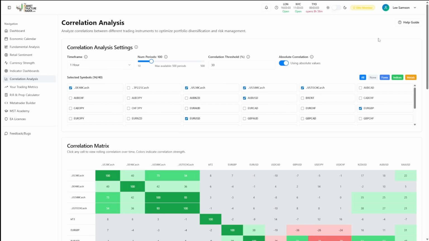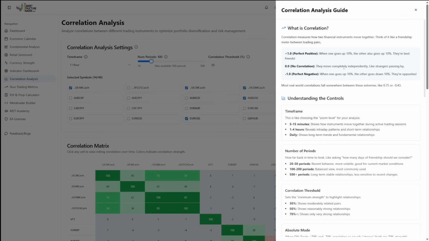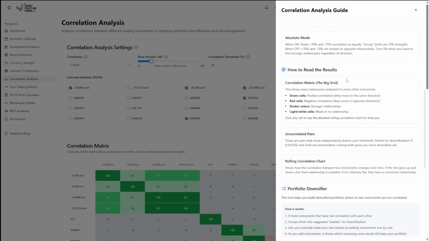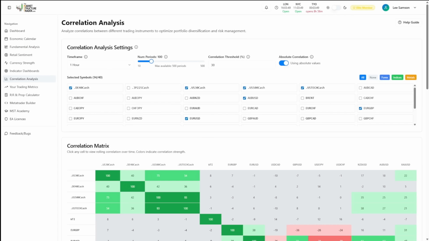There is more information available in the help guide at the top, which will give you a breakdown of exactly how to use this information. Correlation analysis settings allow you to select different markets. You can select from forex, indices, and metals. And you can select the time frame that you want to analyze and the number of periods.